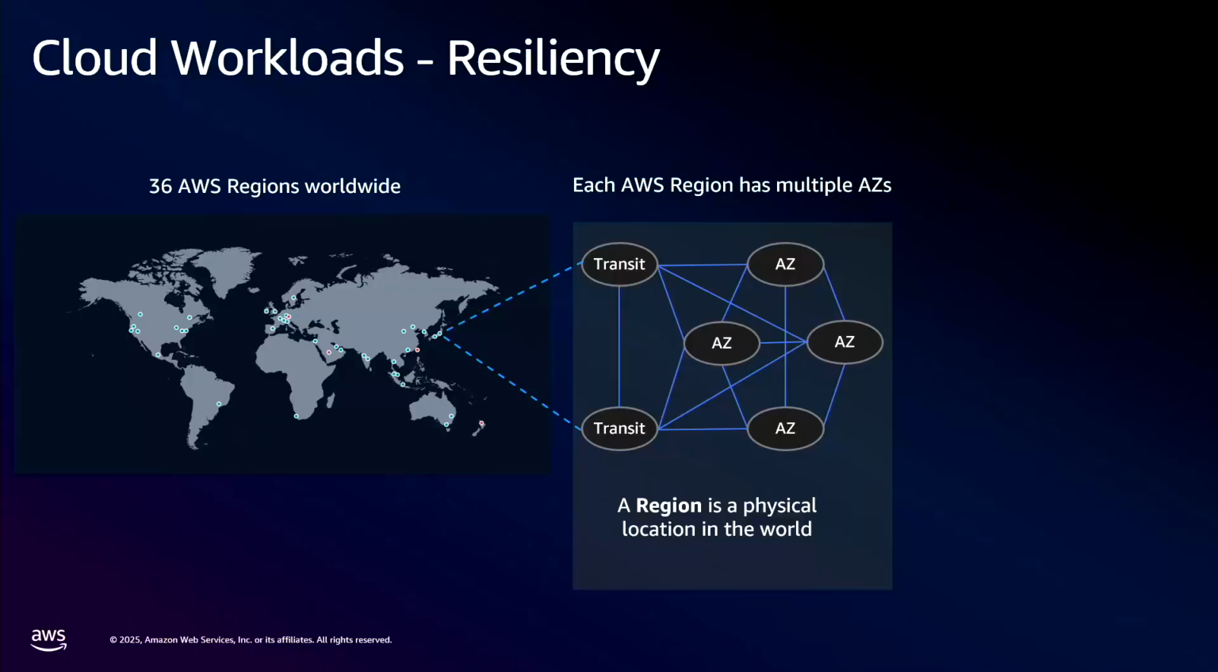There are 36 regions globally, which are not just arbitrary separations. They're rather isolated from each other, running independently, each of which contains 3 or more availability zones. Each availability zone connects to a transit node that provides high bandwidth, low latency networking for business critical applications.